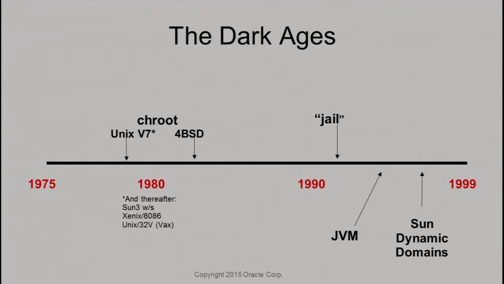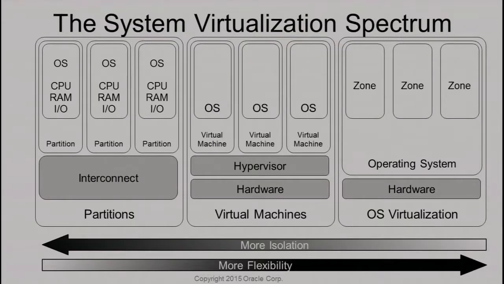And with the dynamic domains, you could even shift the border back and forth between the boards to grow a running domain while it was still in production and shrink some other ones. But that was about it for that 25-year period. So let's talk a little bit more about the different kinds of virtualization.